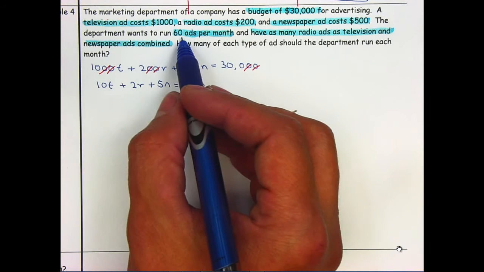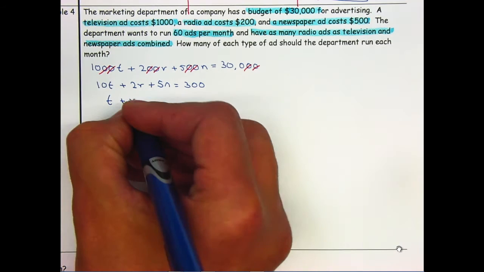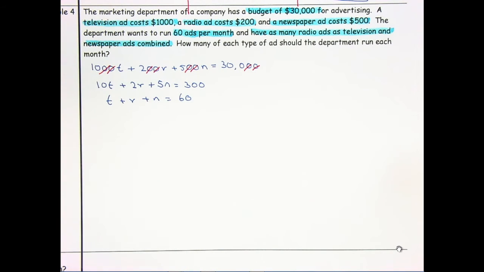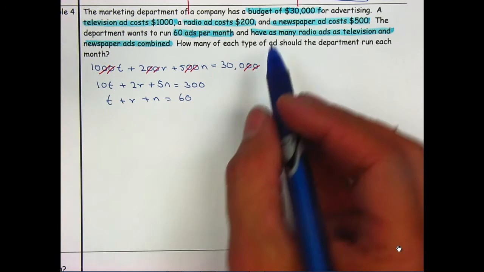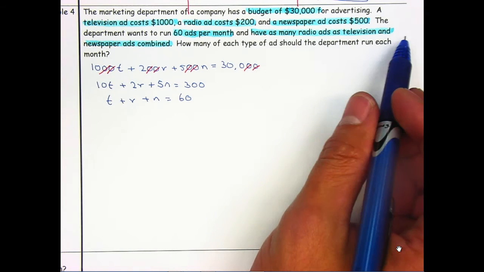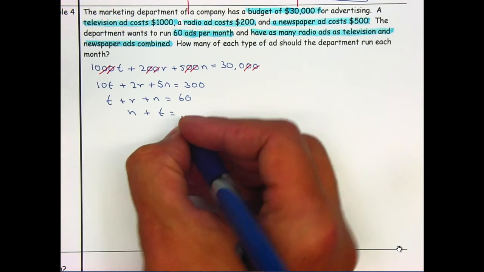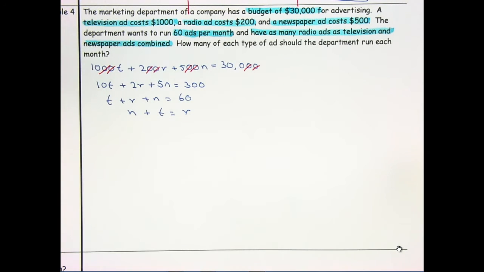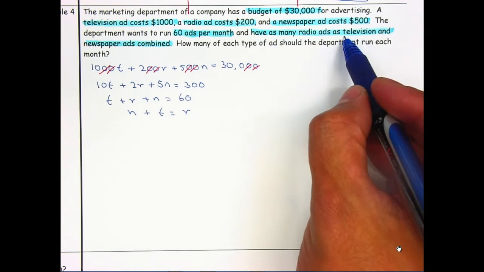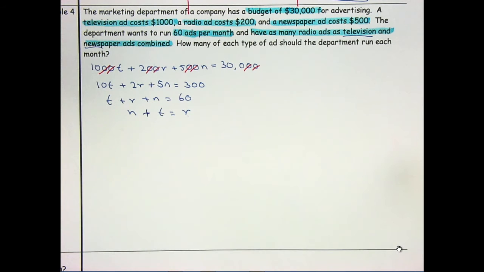Now, what else do we have? The department wants to run 60 ads. So the total number of ads will be t plus the number of radio plus the number of newspaper ads should be 60. The last equation has to do with the next sentence, and they want to have as many radio ads as television and newspaper combined. So the newspaper plus the television has to be equal to the radio ads. So they need to have as many radio ads as television and newspaper combined, so that'll be a plus in between. So now we have three equations.